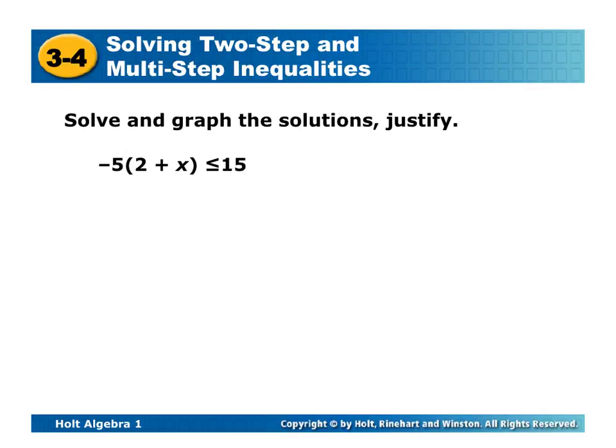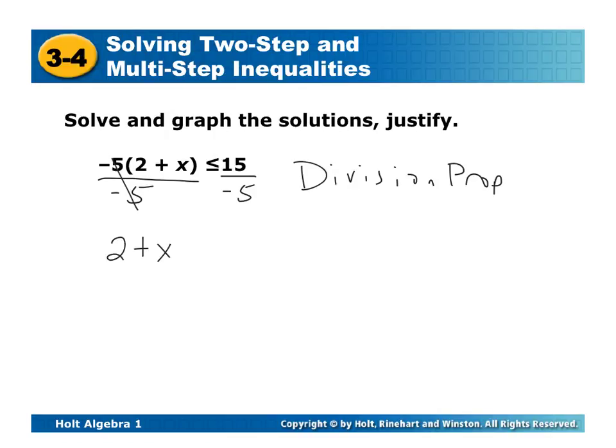So now that we have another one with the distributive property, I'm going to show another way that we could approach this. Instead of distributing right away, since it's 5 times the quantity, I could actually divide both sides by the negative 5, and this would be the division property. The 5's will cancel out, and we're going to be left with 2 plus x. Now here's 15 divided by negative 5, which is negative 3. But because I divided both sides by a negative, I'm going to go ahead and flip that sign around. So now it's greater than or equal to.